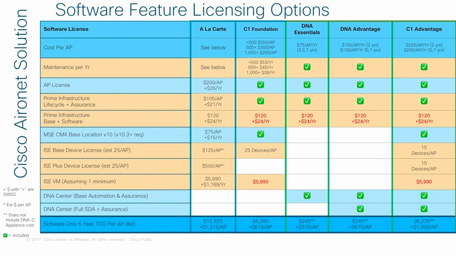I put it in red there because it's like the number one thing that people forget to get. It comes with CMX base location. It comes with ICE base for 25 devices per access point. And if we're going to use ICE, we need at least one VM, so there's a cost there. Adding all of those up, comparing them side by side, the one-time cost is $62.80 plus $615 per access point.